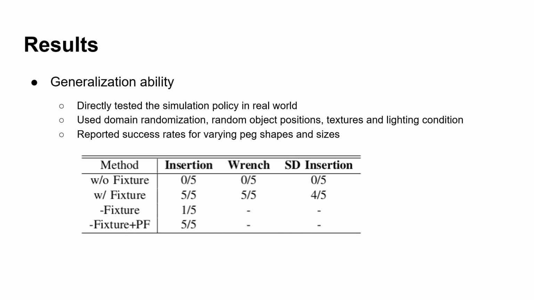They also compared the models trained on fixture removal for the peg insertion task. The baseline fails to insert the peg into the hole, while their model trained with the potential field is able to maintain the skill.